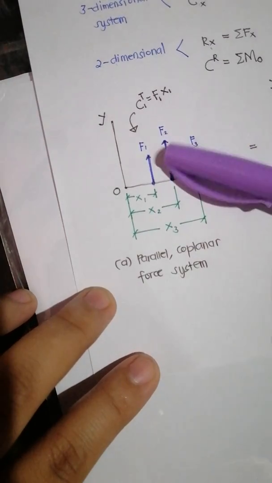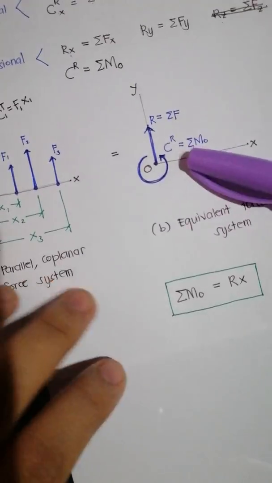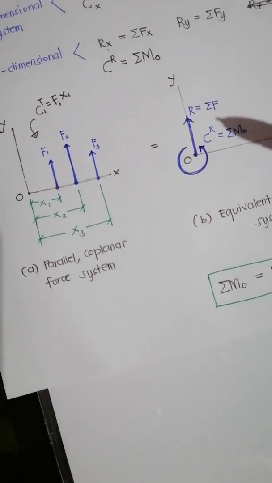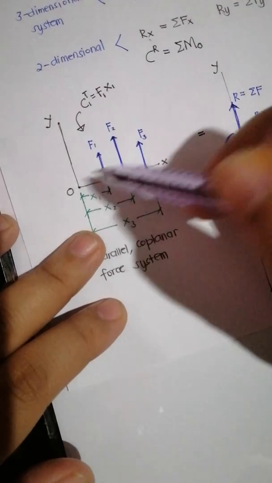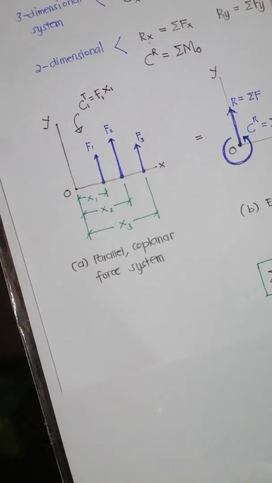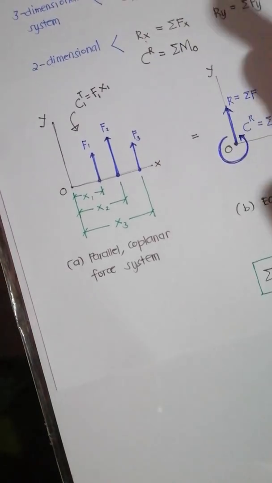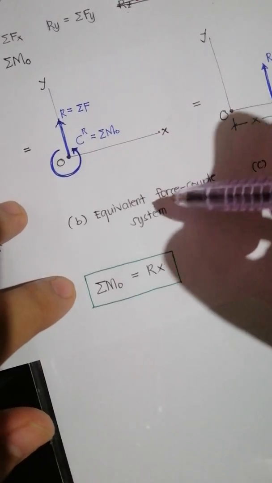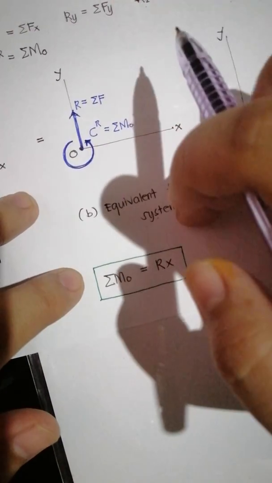Same with F2 and F3, such that the couple resultant is simply the sum of all of the moments of the forces about point O, because their moments about point O are their couples of transfer, since we are going to transfer everything to point O. So this is now the equivalent force couple system.